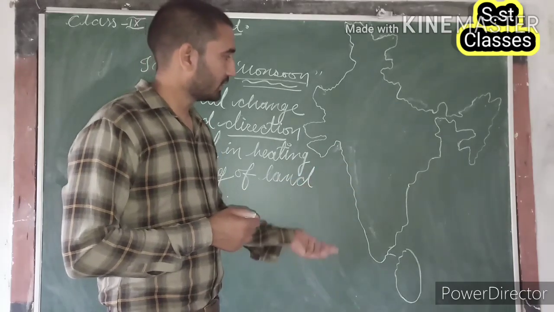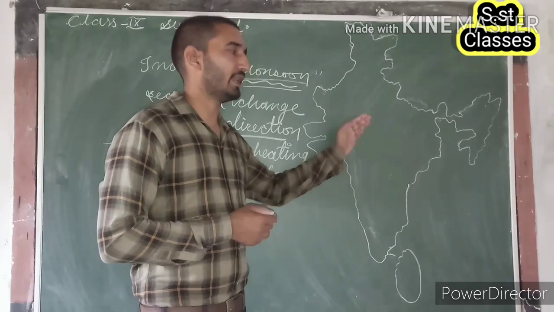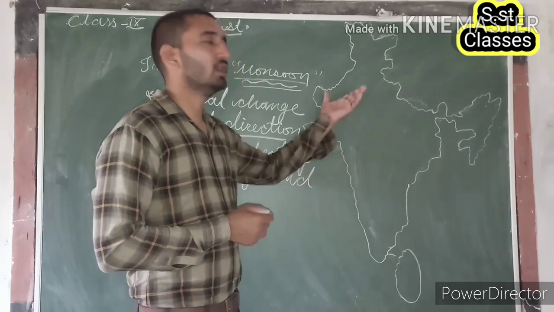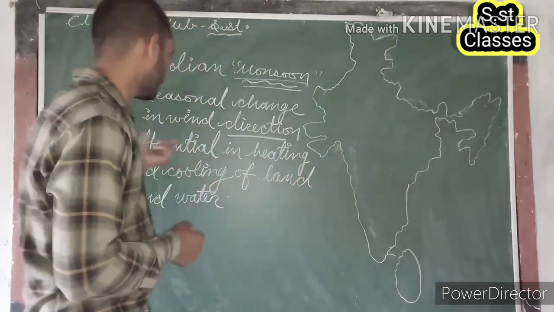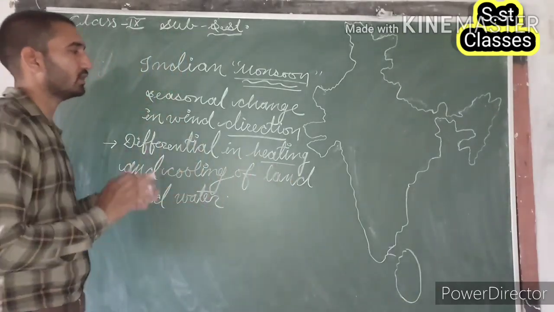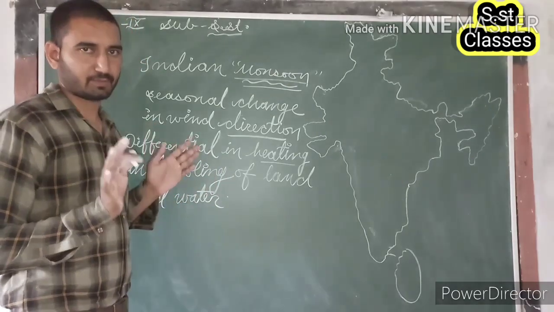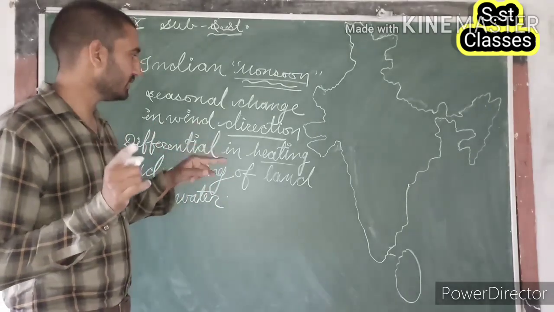So in this way, the direction of the wind will be from sea to land, means from high pressure zone to low pressure zone. So in this way, the differential in heating and cooling of land and water is a responsible factor for seasonal change in wind direction. Is that clear, guys? What I mean to say?